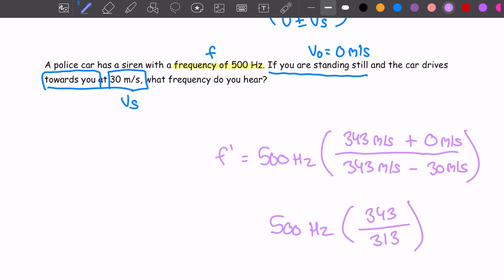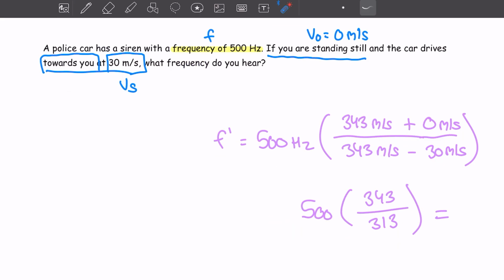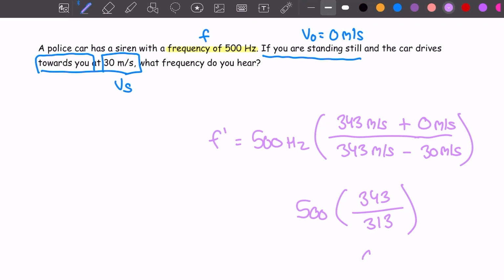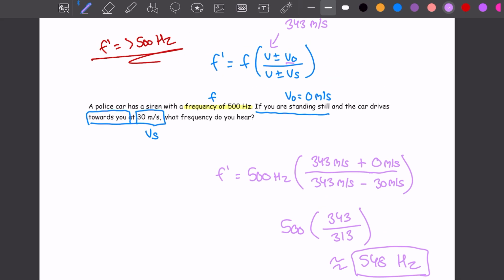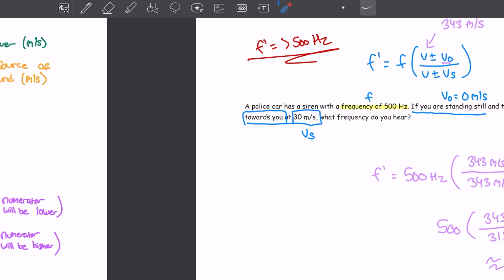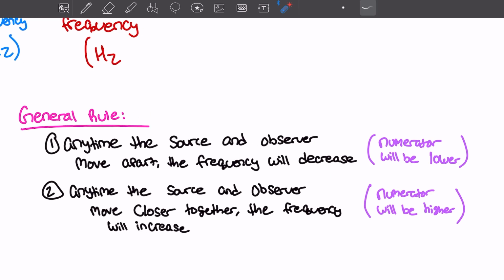And you can see that the numerator is higher, so that's why we did plus on the top, minus on the bottom. And I erased the units here just so it's a little bit less overwhelming to look at, but your final answer does need a unit, so we're going to add it back at the end. And when you multiply this out, you get roughly 548 Hertz. And you can see right here that the observed frequency really was higher than the actual frequency, which is what we predicted. So as long as you remember these rules over here, you'll be fine.